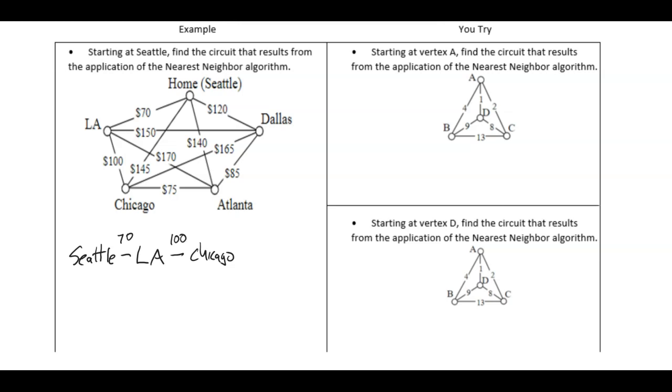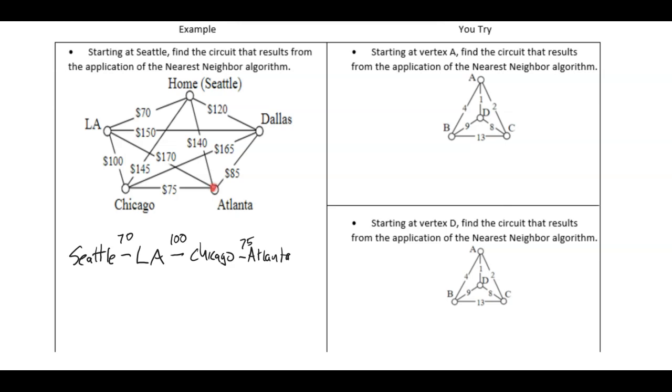Now we're at Chicago. We can't go back to LA. We can't go back home yet because we still have 2 more vertices. So we have the 165 to Dallas, or the 75, oh, that's the cheapest, going to Atlanta. That's 75.